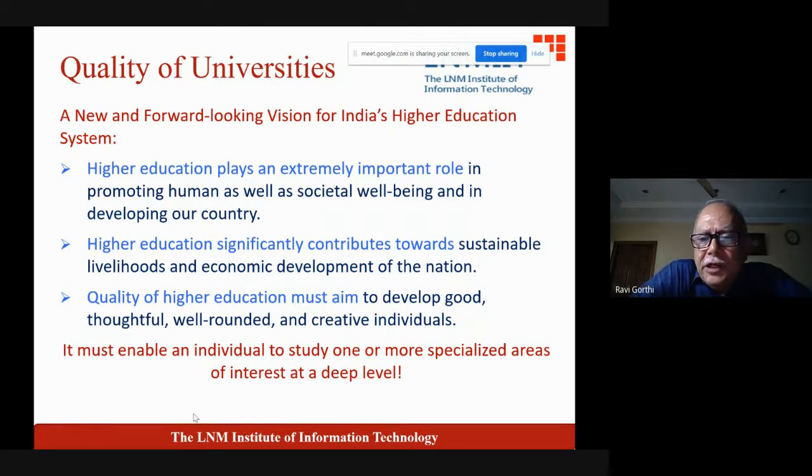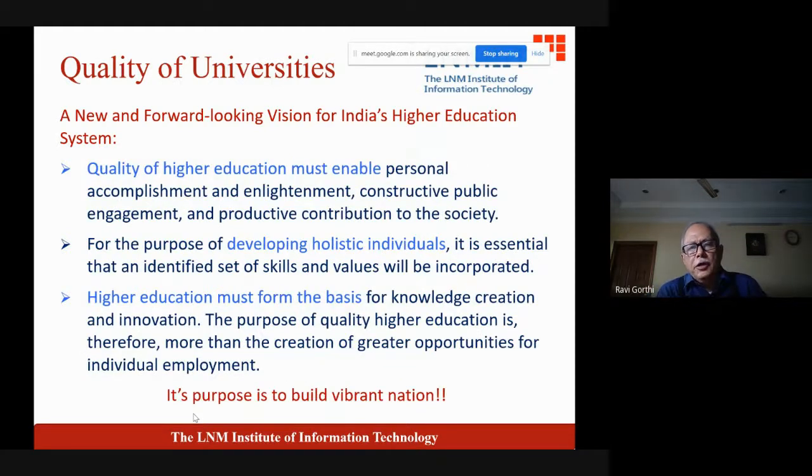Higher education significantly contributes towards sustainable livelihood. Quality of higher education must aim to develop good, thoughtful, well-rounded, creative individuals. So these are forward-looking expectations. It must enable individuals to study one or more specialized areas of interest at a deeper level. Some more on the quality expectations. Quality of higher education must enable personal accomplishment and enlightenment, constructive public engagement. So it must enable contribution to the society, and productive contribution to the society.